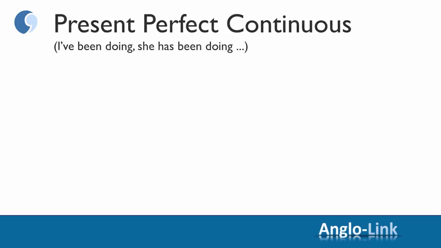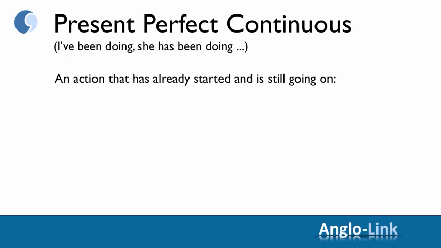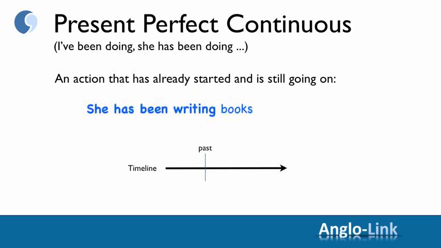Okay, moving on, the next tense we looked at was present perfect continuous. I've been doing, she's been doing, etc. As you will remember, this is about an action that has already started and is still going on. Let's look at the timeline and the example together. She has been writing books for over 20 years.